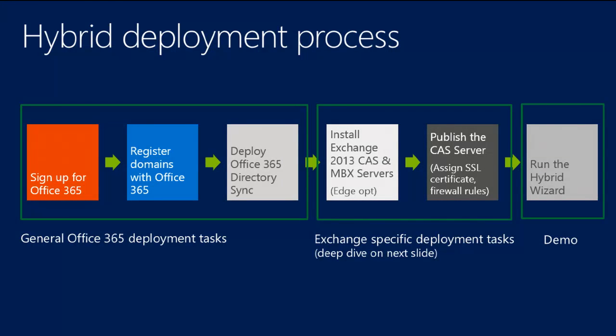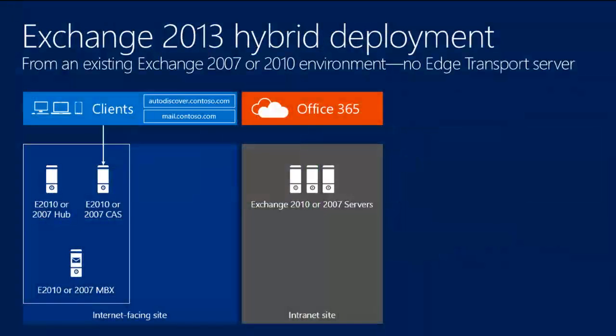It's not a requirement. And publishing the CAS external URL, the web services, the auto-discover records, all of those have to be moved to the 2013 client access server. And then finally running the hybrid wizard, and I'll show that as well. So key here is if you don't have your protocols exposed to the internet and you don't have those external URLs set up, it isn't going to work.